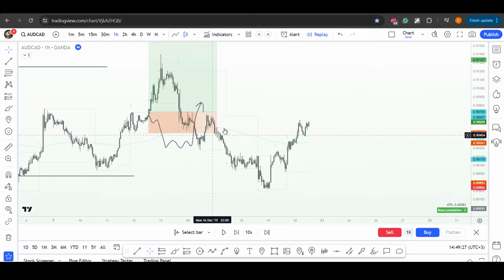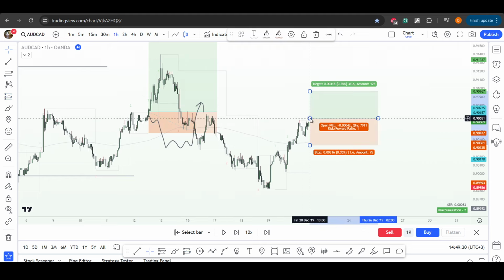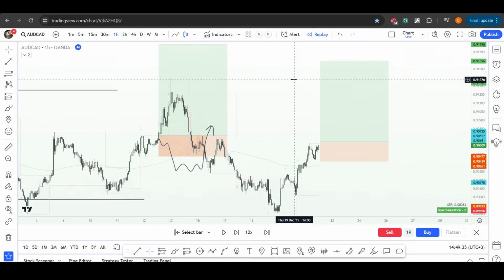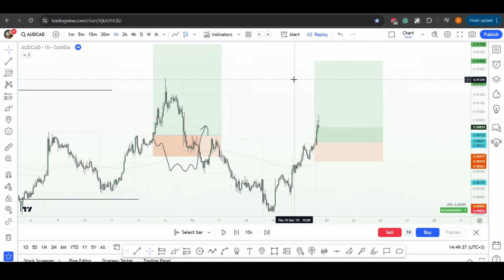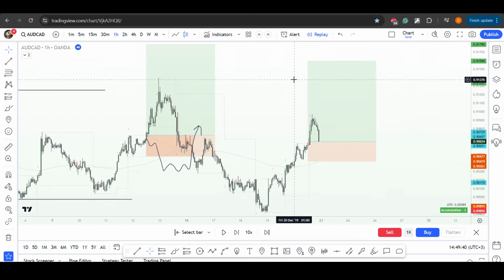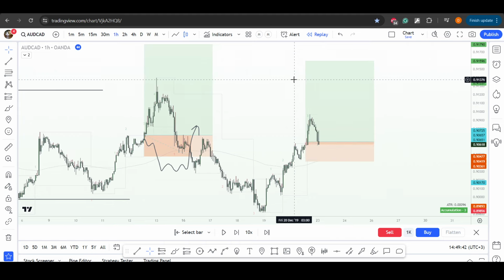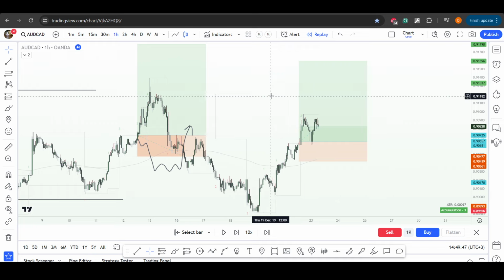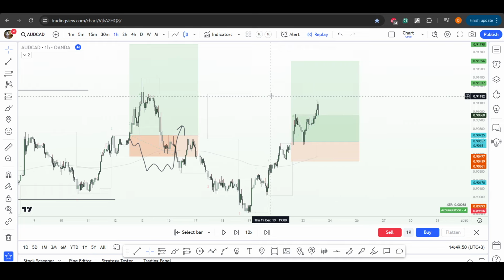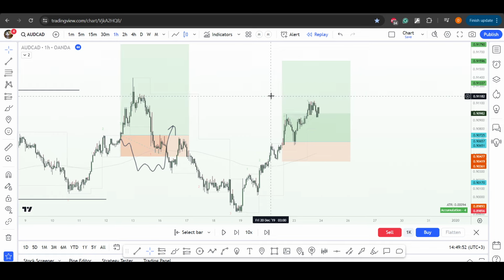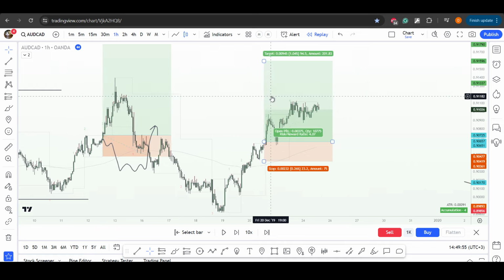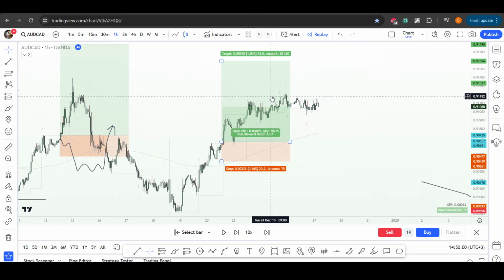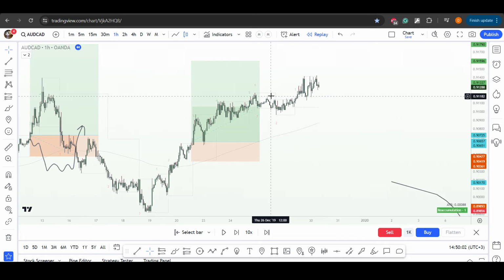And we have the same setup as here, and here, impulse correction impulse. So enter with the market. Come on, AUD CAD. Come on. Let's do it. Okay, so we need to break this high in order for me to move to break even. Okay, so we broke it, and I'm moving to break even.